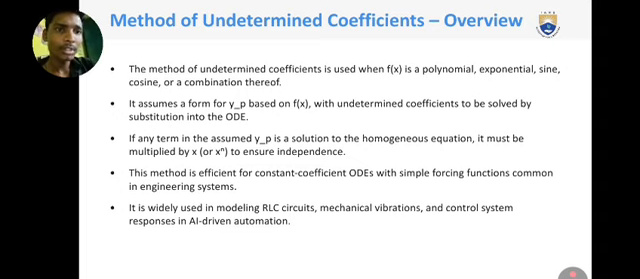This method is efficient for constant coefficient ODEs with a simple forcing function, common in engineering studies. It is widely used in modeling RLC circuits, mechanical vibration, and control system response in AI-driven automation.